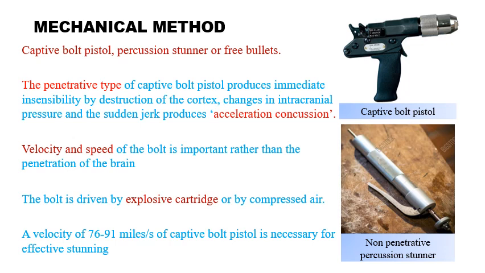So due to the sudden penetration of the bolt, it causes a disturbance in the cranial pressure, leading to a condition of concussion, and the animal becomes unconscious. The velocity and speed of the bolt is very important rather than the penetration of the brain by this bolt. The bolt is driven by an explosive cartridge or sometimes by compressed air, that is called a pneumatic stunner. A velocity of 76 to 91 miles per second of the captive bolt pistol is necessary for effective stunning.